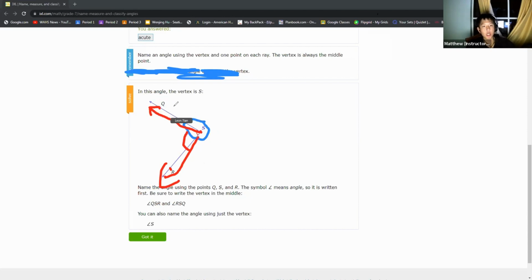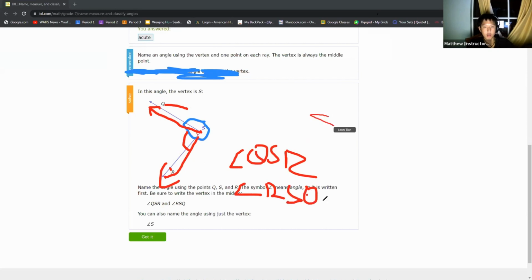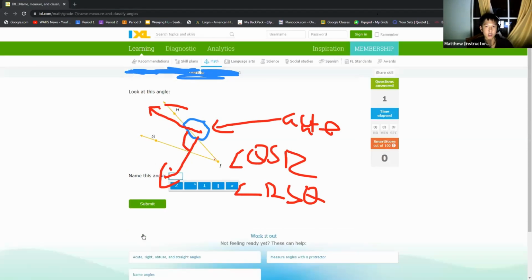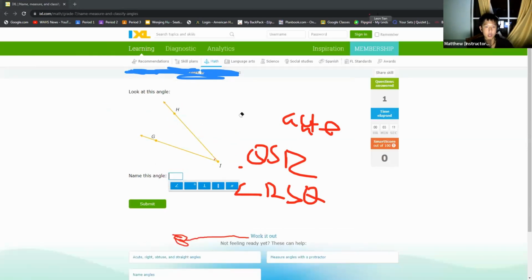You denote it with the three points. You can denote it as angle QSR, or angle RSQ. No, you cannot denote it SQR, because that would make a different angle. So this is indeed an acute angle, but you would name the angle as either angle QSR or angle RSQ. Let's continue.